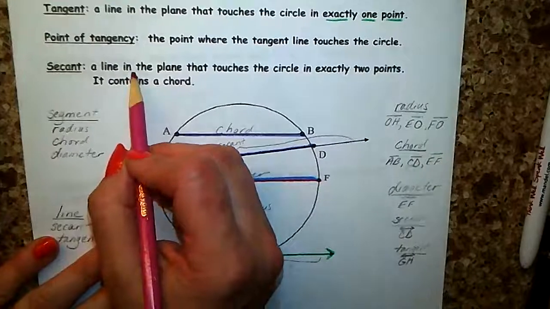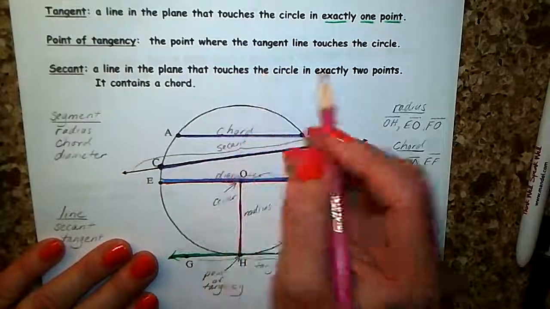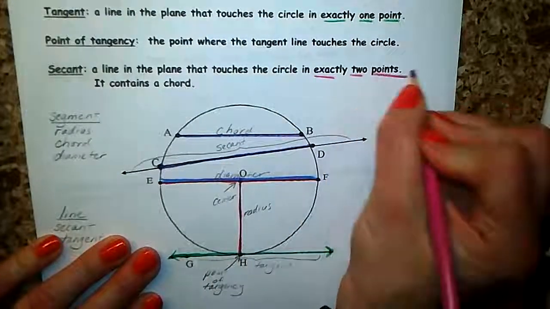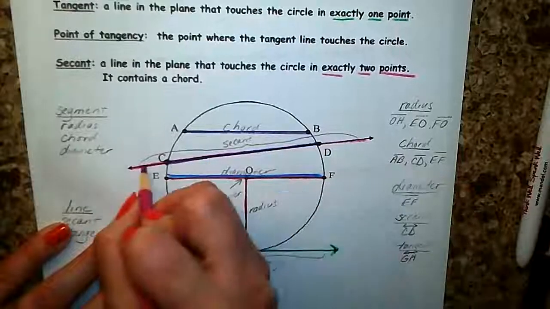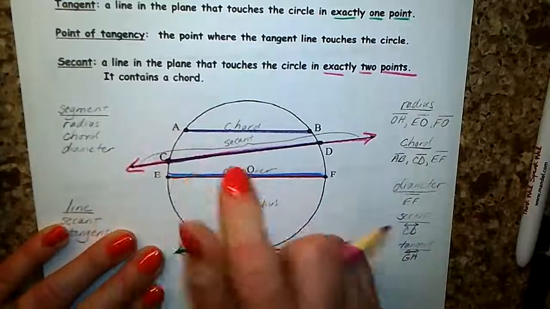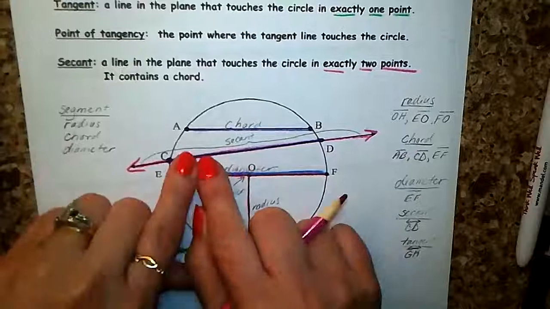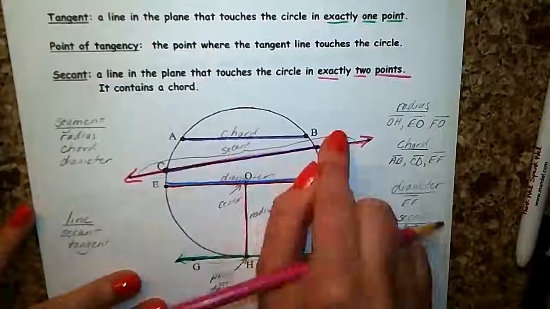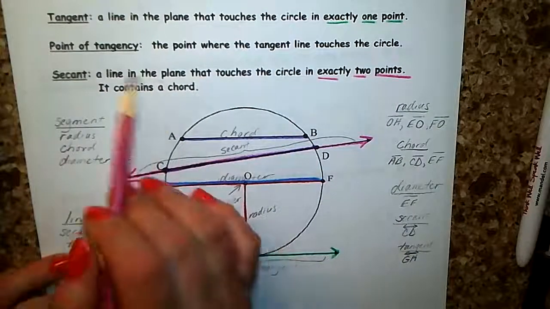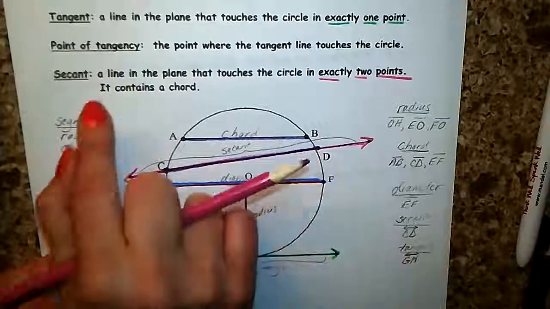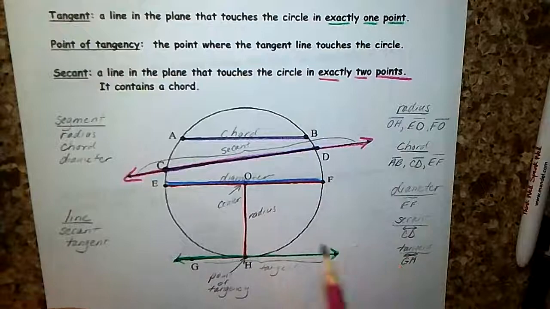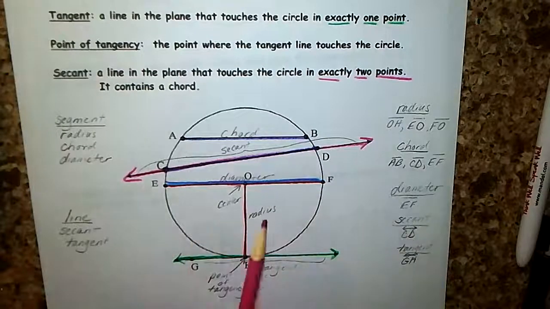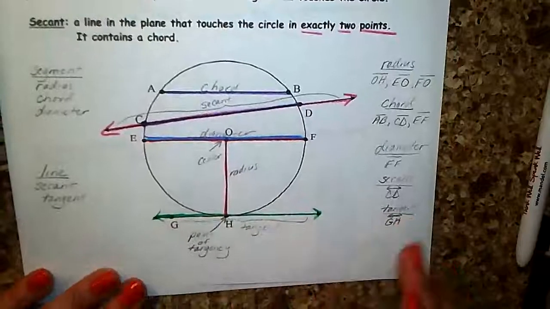A secant is also going to be a line that touches a circle, but it's going to touch in exactly two points. So this line CD, all of this is our secant line. And it's going to go right through two points on the circle. It touches two points on the circle. Just remember something, though. That chord CD lives inside of that secant. And you have to be very, very careful with the way that you name the secant versus the chord because they're going to look very similar.